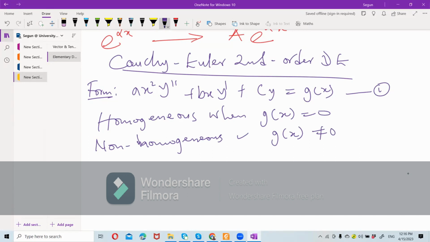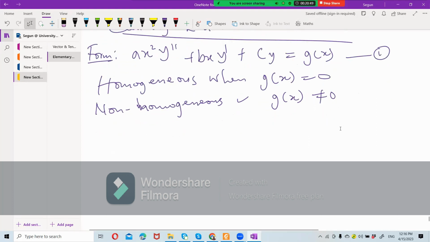Overall, we find the solution of the form y equals x raised to power m. So in this case now, all we need to do is just to really solve the problem. And from then, we can see where we are coming from. Now, let's go ahead and solve the equation.